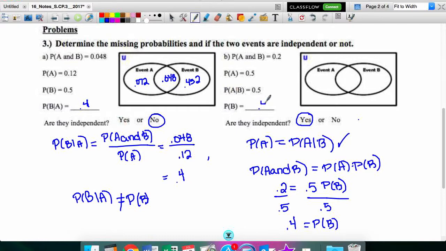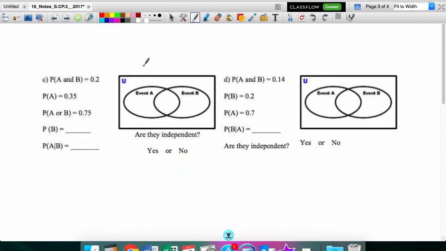Notice this time I didn't use the Venn diagram because I didn't need it. Let's take a look at C. We have the probability of A and B, the probability of A, and the probability of A or B. We want to know the probability of B, and we want to know the probability of A given B. All right, so again, all of these problems are different. So you just have to use the equations that you can to find what you're missing.